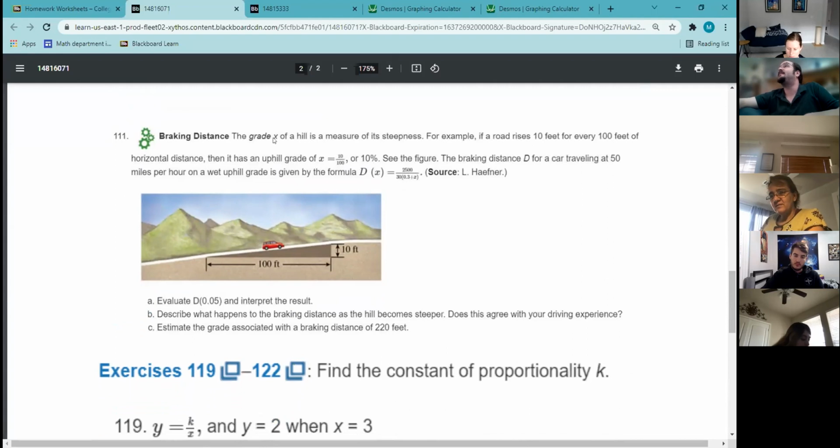But the grade x of a hill is a measure of its steepness. So they say something like x equals 10 over 100. They're basically expressing it in decimal notation, right? So a 10% grade would be 0.10. If a road rises 10 feet for every 100 feet of horizontal distance, then it has a steepness of 10%. The braking distance for a car traveling at 50 miles per hour on a wet uphill grade is given by this. So this is the function we want to use.